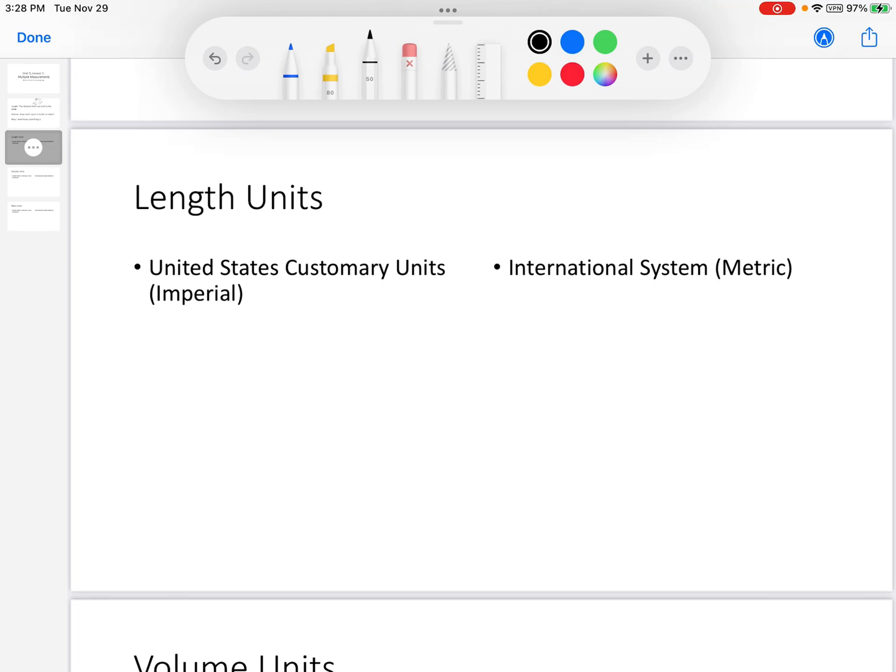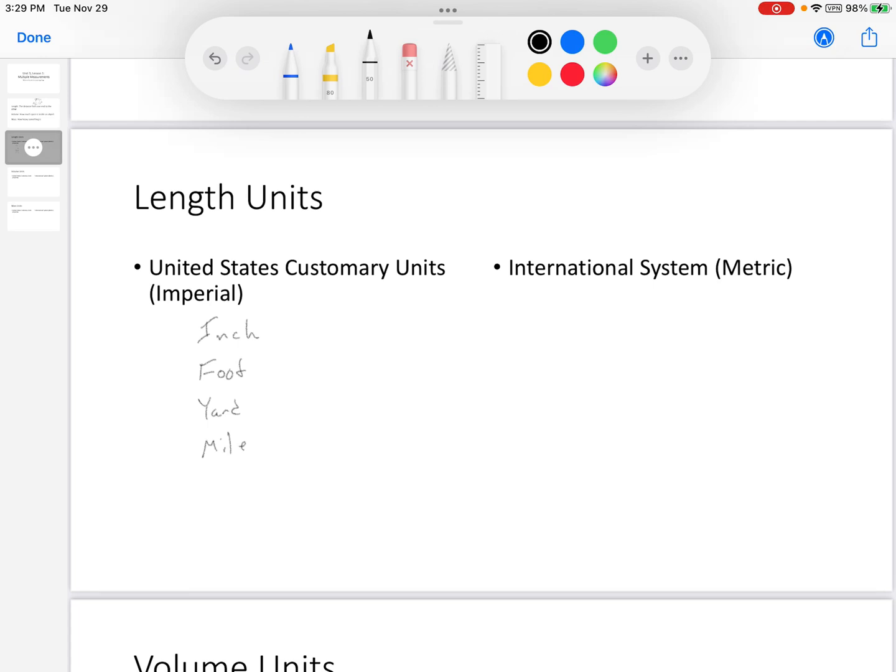The length units in the Imperial United States Customary Units, the shortest one is an inch. Longer than that is a foot. Longer than that is a yard. Longer than that is a mile. Anything other than those measurements are obscure, things like furlongs, legions, all sorts of things like that are measurements of length, but they are not customarily used. These are the ones that are customarily used.